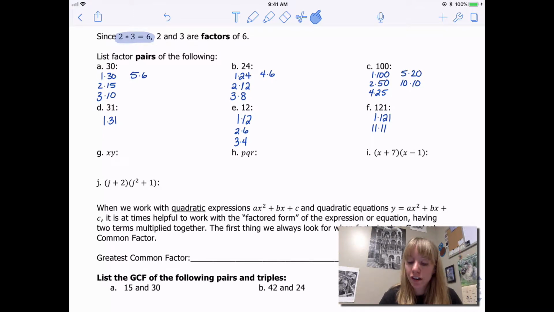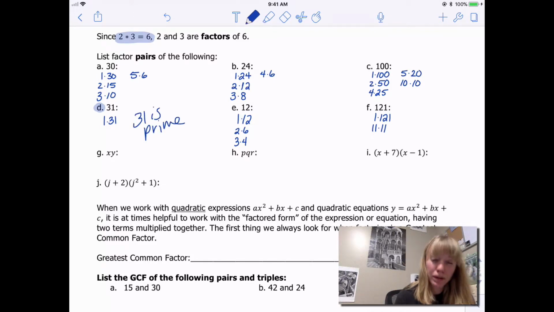Okay, so double check your answers on C through F. You'll notice that on D specifically, there's only one factor pair. It's just 1 and 31. Those are actually kind of nice because then I don't have too many options when I'm looking for factors. We call that one a prime number. We call it prime because only 1 and itself are factors of that final number.